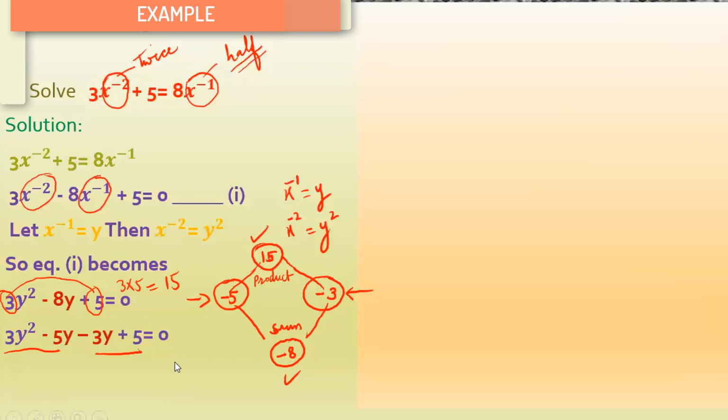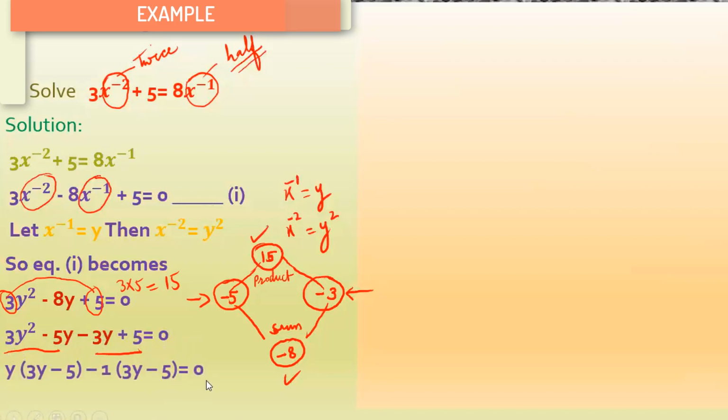Similarly, what is common in the last two terms? Yes, minus 1 only. There is no other common factor, so the common factor is 1. So we take minus 1 as common in the last two terms. So 3y minus 5 is left here again. So it will become like this.